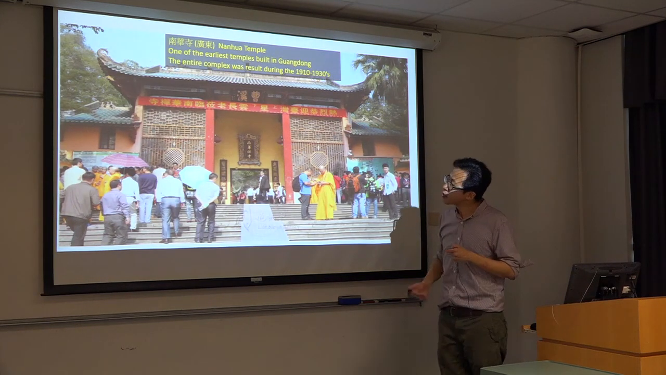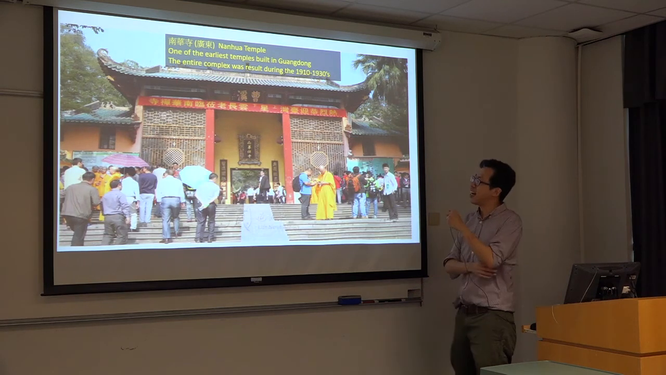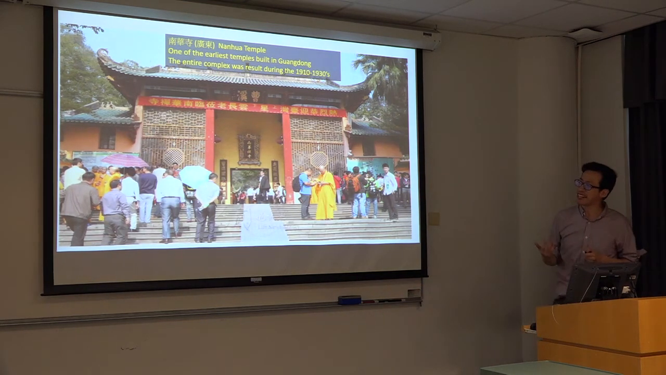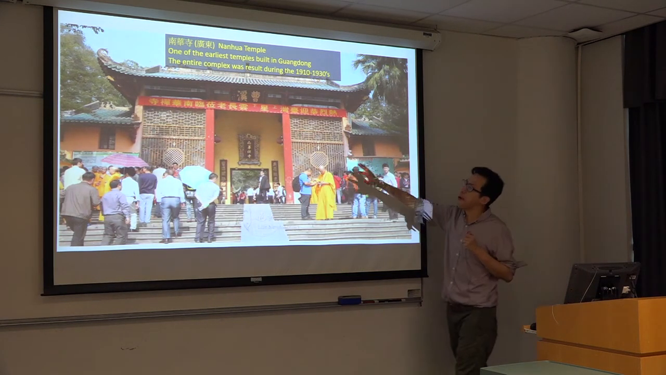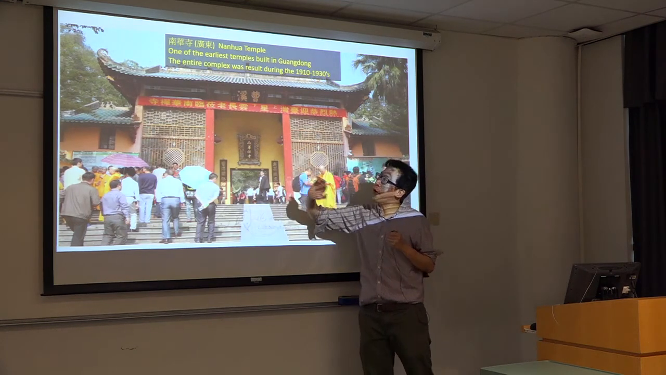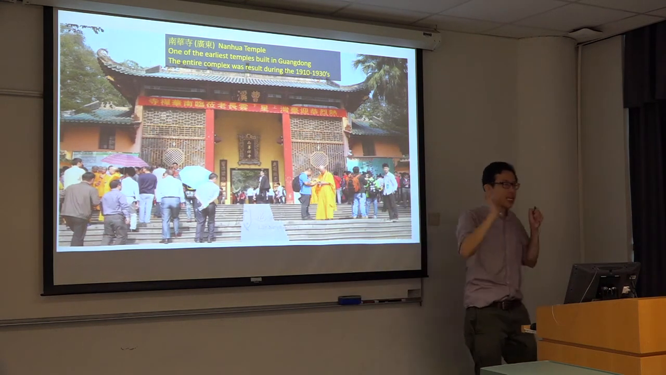So why did I choose Nanhua Si? For one thing, Nanhua Si is very close to Hong Kong. The place is in Shaoguan. So if you want to visit the site, you can take the high-speed train from Shenzhen to there. It will take only 1.5 hours, very fast. And this temple is one of the earliest temples in the entire Guangdong.